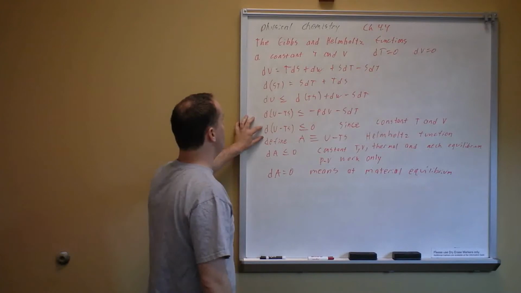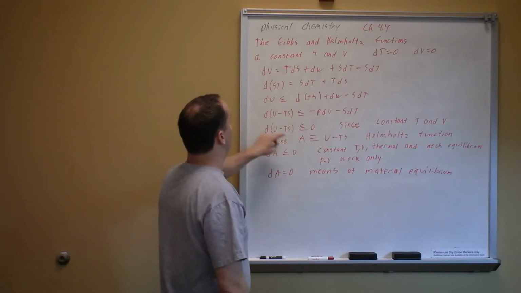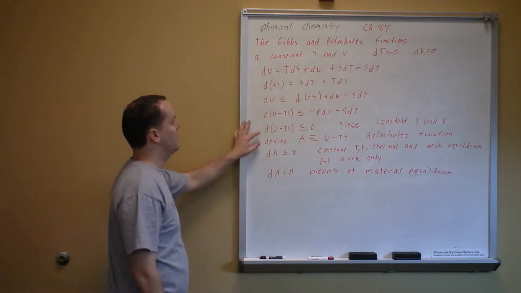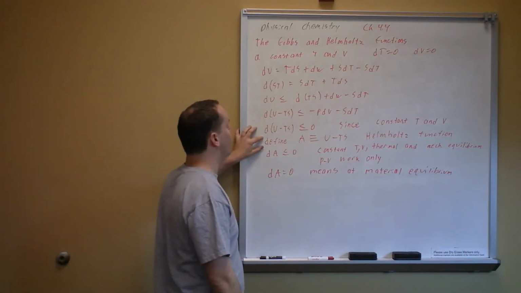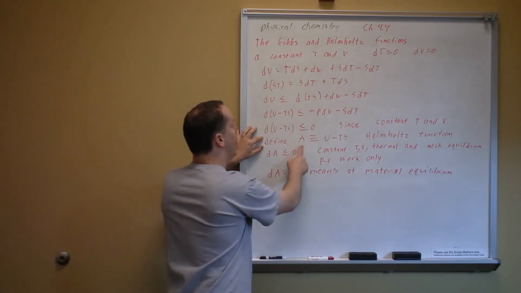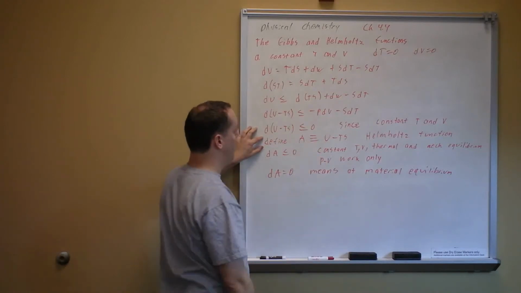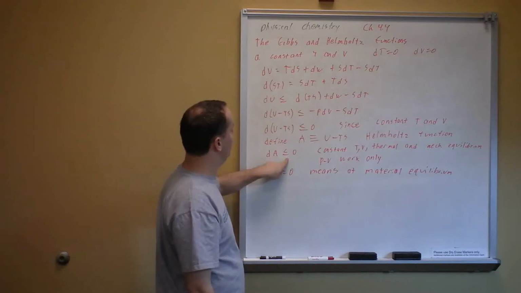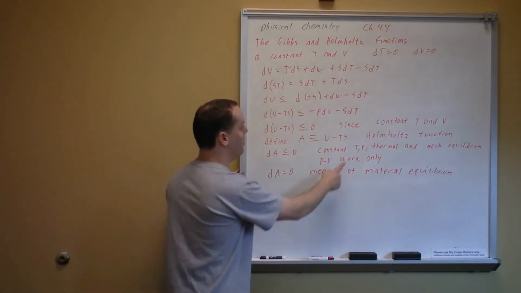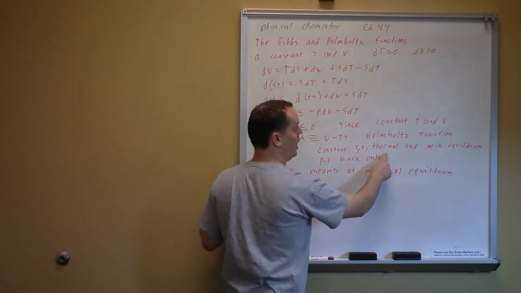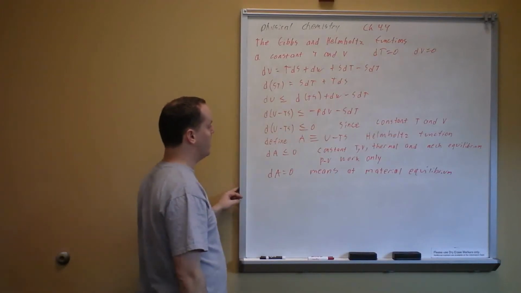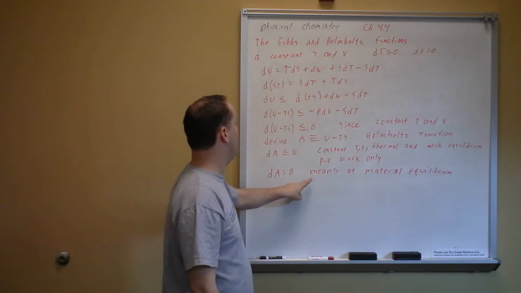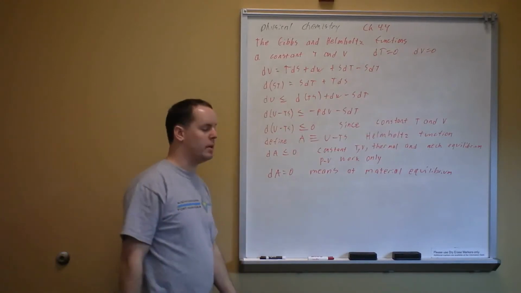So this whole thing, dU minus TdS, is less than or equal to 0, because we're at constant temperature and volume. Now, we already mentioned this before, but to remind you, we're defining A as U minus TS. That's called the Helmholtz function. So now we know that dA is less than or equal to 0, as long as you're at constant temperature and volume, and you're at thermal and mechanical equilibrium. And this is assuming PV work only. It's actually dA is equal to 0. That means you are at material equilibrium.